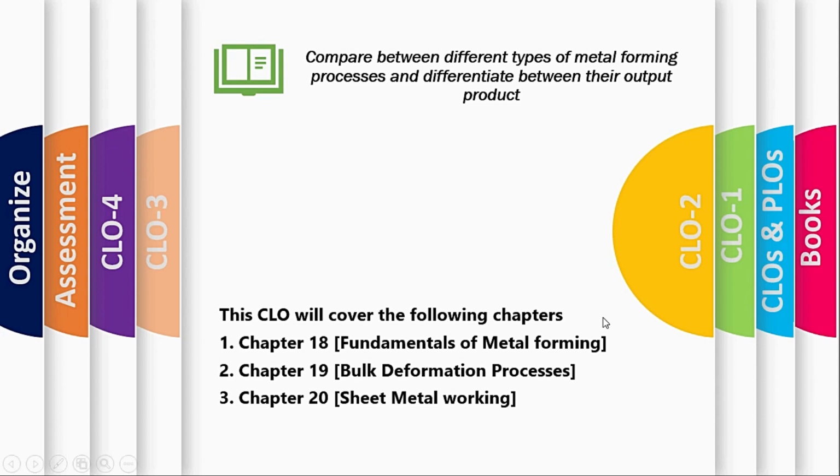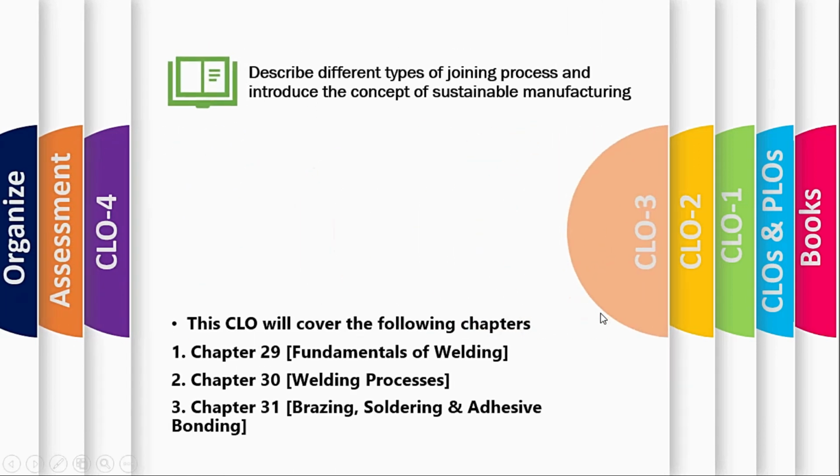Now moving towards CLO 3: describe different types of joining processes and introduce the concept of sustainable manufacturing. So we need to discuss the joining processes. In this CLO we will cover chapters 29, 30 and 31 of your textbook: Fundamentals of Welding, the main joining process which you must be familiar with, Welding Processes, and Brazing, Soldering and Adhesive Bonding.